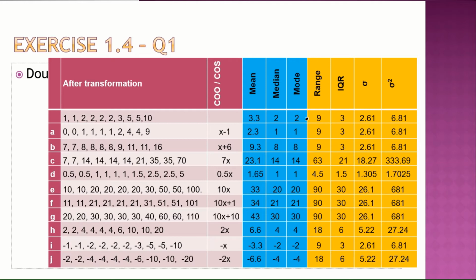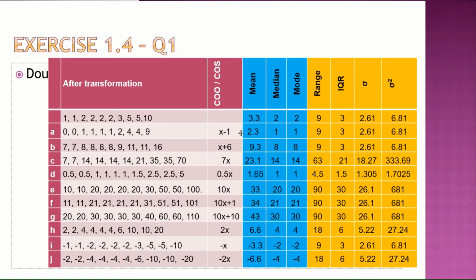Just try it. What's going on here is what you see on top there, the 1, 1, 2, 2, 2, 3, 5, 5, 10. These are the original data. The row that is right on top is original. But A, B, C until J, the data has been changed. They have transformed the data already. There's been a transformation going through there. You need to write down the transformation equation in the next column that you see there.